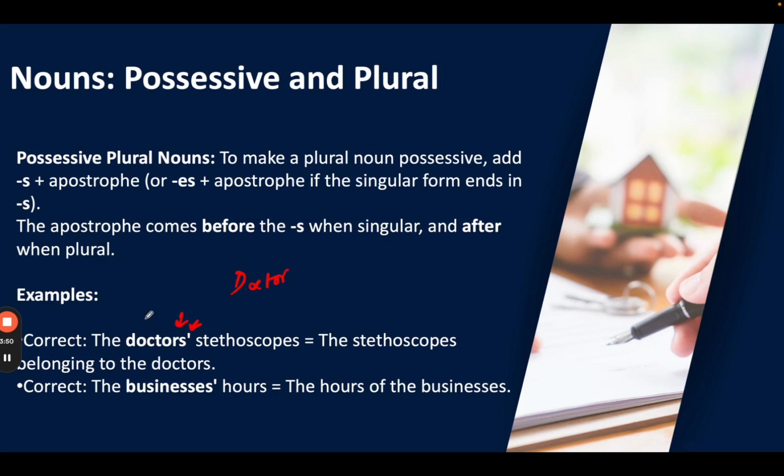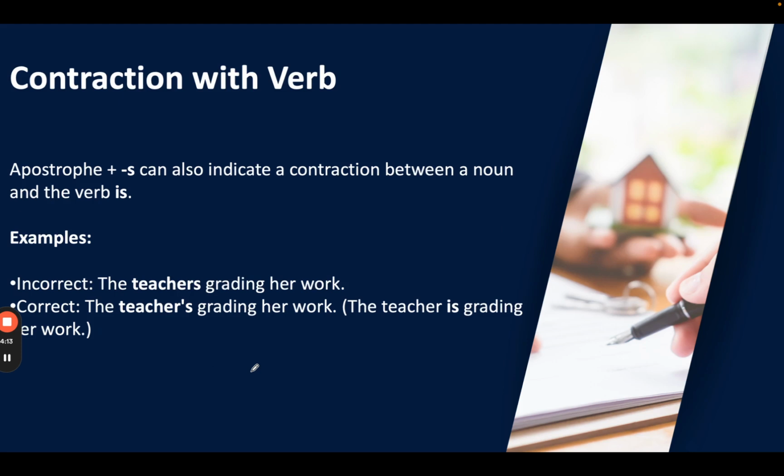Now, similarly, the next example is using the term businesses. Again, this is ending with an s, but because it's a plural form ending with an s, to show possession, I'm going to use simply one apostrophe. There will be no s after it, right? And it clearly shows the hours of the businesses. Whose hours? The businesses' hours. Now let's understand contraction with verb.